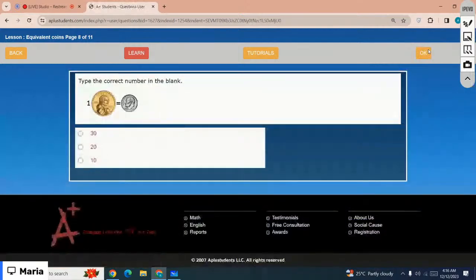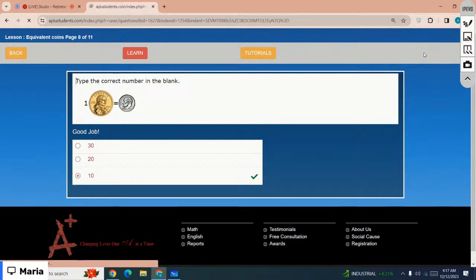Okay, the next one is $1 equals how many dimes? Which is the correct option? One dime is worth 10 cents, right? So $1 equals how many cents? Very good. The correct option is 10. $1 is equal to 10 dimes.